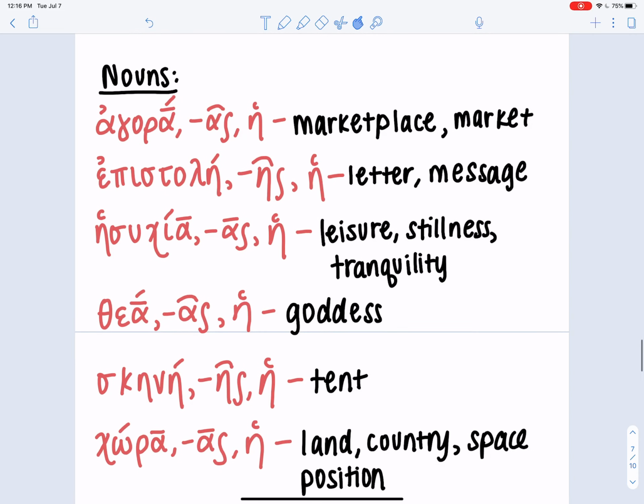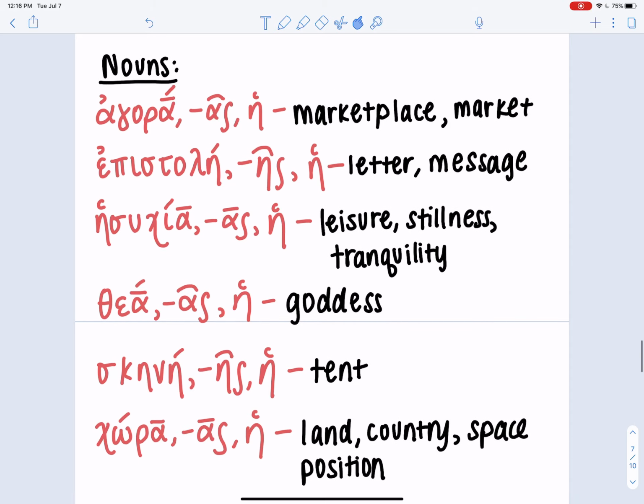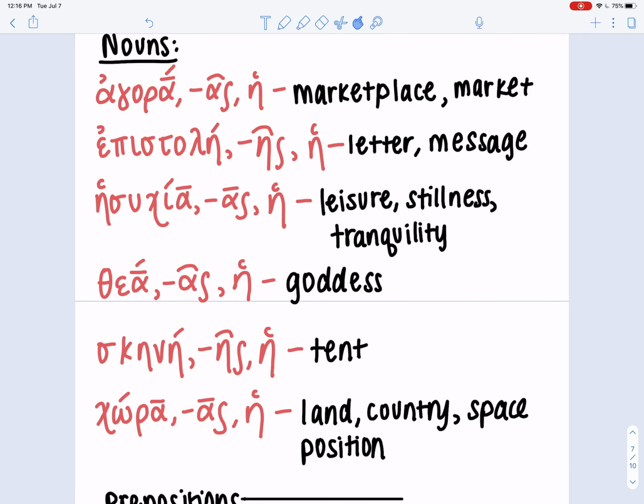Okay, epistole, as, hē, is a letter or message. And then hesuchia is leisure, stillness, or tranquility. Thea is goddess. And thea is pretty cool because, so you know how we talked about the ultima having an accent means that the genitive and dative will have a circumflex instead of the acute.